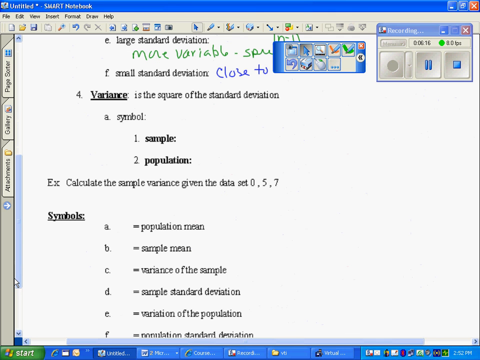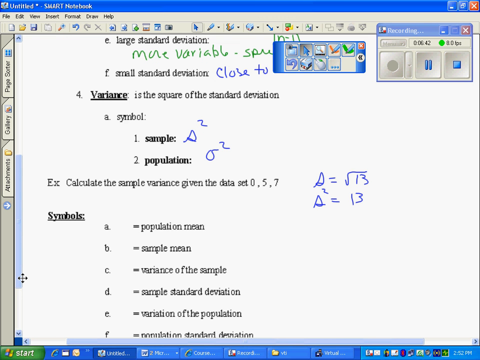A couple more things. Variance is the square of the standard deviation. We don't use it much in this class, but we need to know what's out there. It's S squared, or sigma squared. So if we took our last value where S is equal to the square root of 13, before I took the square root, I had S squared, and that was just equal to 13. And again, we'll show you where that appears on the calculator.